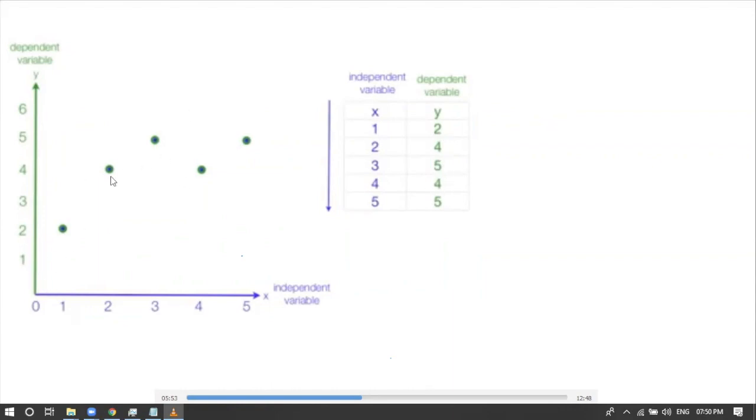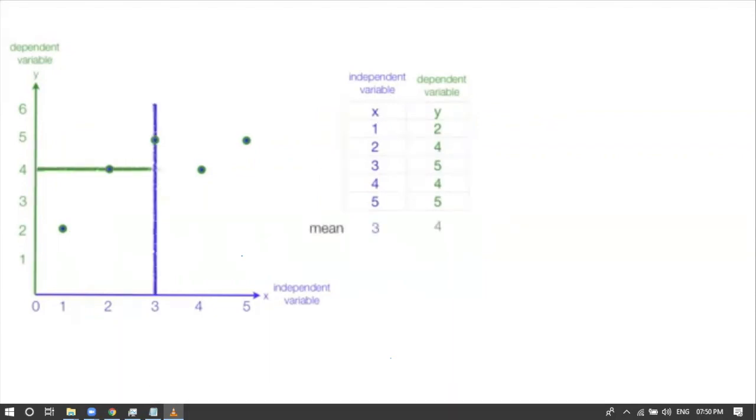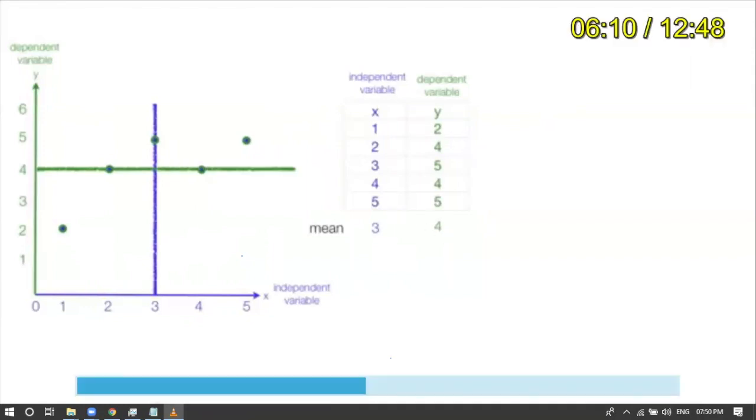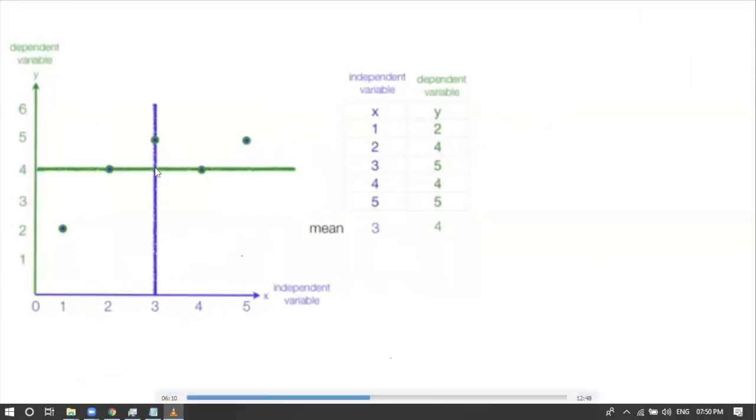We want to find a best fit line for this data. How do we find it? First, we're going to find the mean of x and the mean of y. If we find the mean of x and the mean of y, you'll find x is 3 and y is 4. So we got our point as x is 3 and y is 4. Now we draw straight lines for x is 3 and y is equal to 4. This is your mean line.